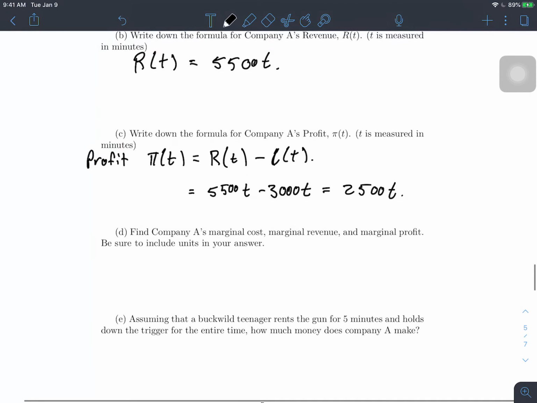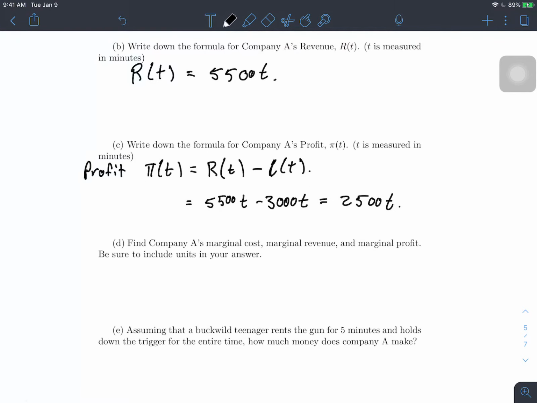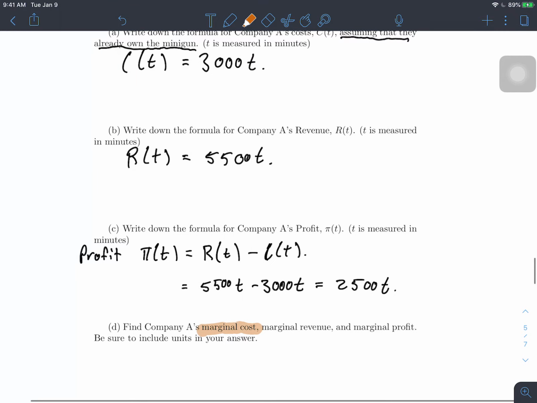Okay, find company A's marginal cost, marginal revenue, and marginal profit. Remember, when we hear marginal, what we should think is slope. The marginal cost is the slope of the cost function. The marginal revenue is the slope of the revenue function. The marginal profit is the slope of the profit function. You will recognize, hopefully, that all three of these functions are linear functions. 3,000 T is the equation of a line that passes through the origin with slope 3,000.